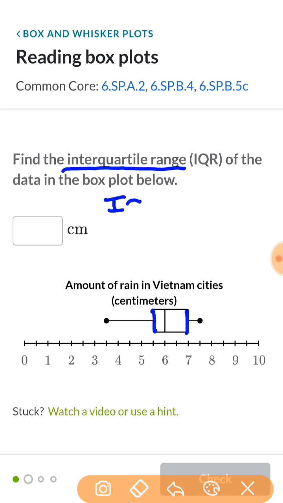So the IQR is just quartile 3, which is 7. We can see that here. 7 minus Q1, which is 5.5. And 7 minus 5.5 gives you 1.5. So my interquartile range would be 1.5.